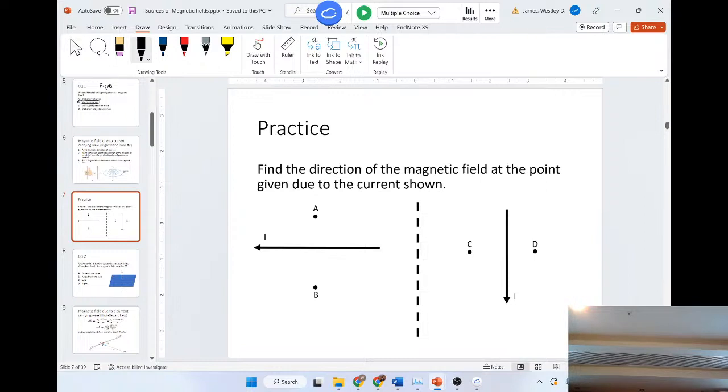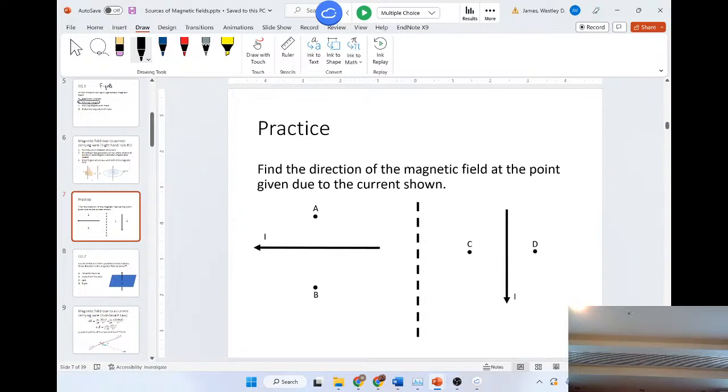Let's find point A first. So thumb in the direction of current, that's to the right. Point your fingers up. You are going to have to rotate your wrist again so that your fingers can actually point up. Make certain your thumb keeps pointing the same way. So, my thumb is to the right. Flat hand, my fingers point towards A. 90 degrees. Keep my thumb pointed that way. Turn my fingers 90 degrees. Into the board.